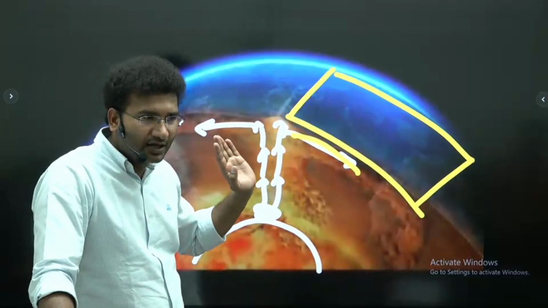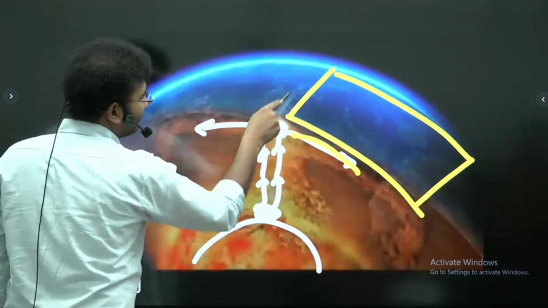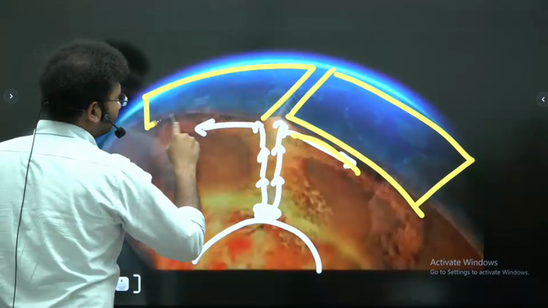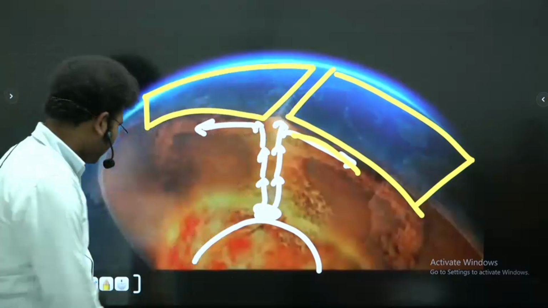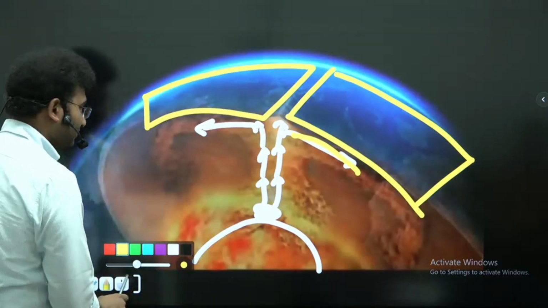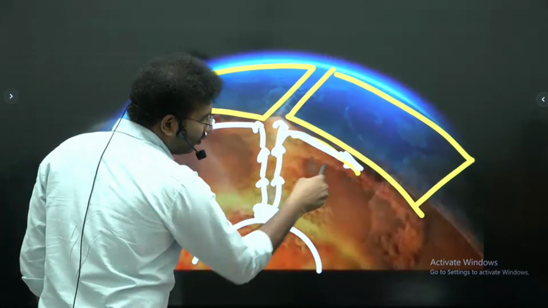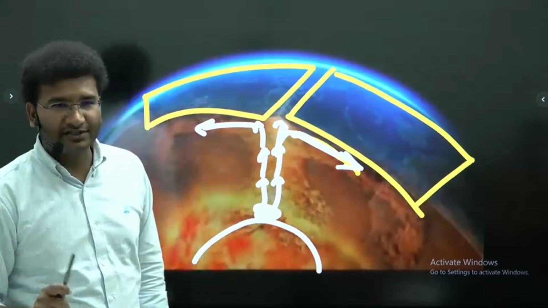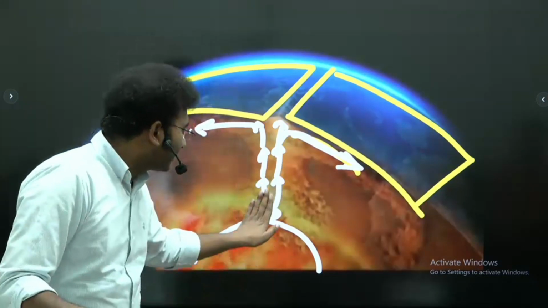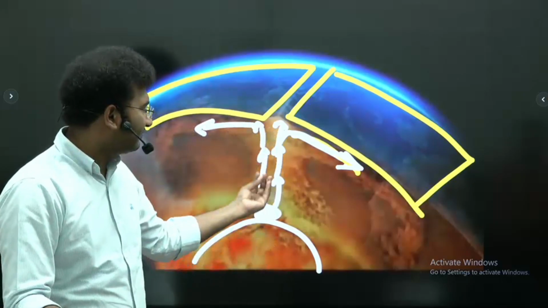Sometimes what happens is that, imagine this is also a lithospheric plate. Look here. This lithospheric plate will move along with the mantle convectional cell. What is this rising limb? Isn't it a rising limb? The mantle convectional cell is rising.